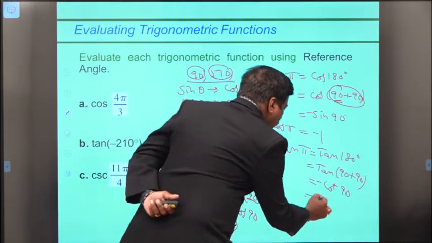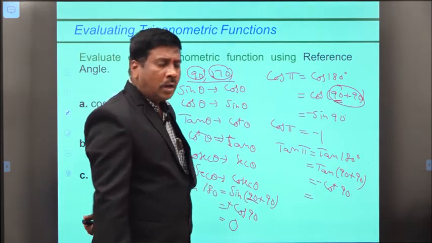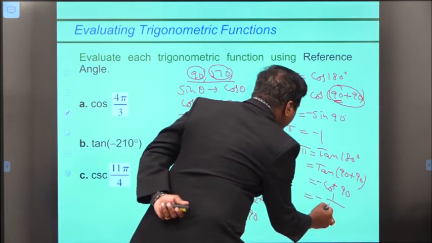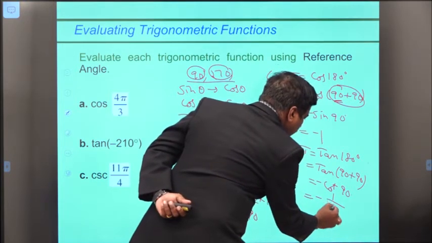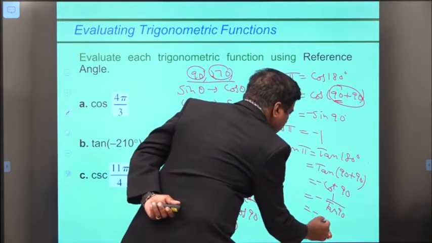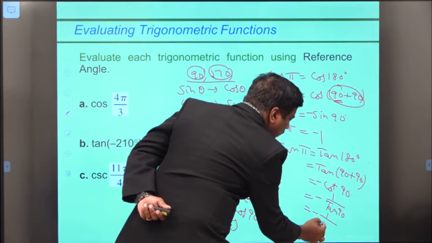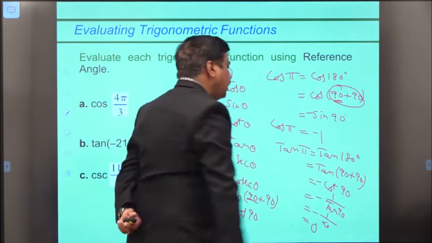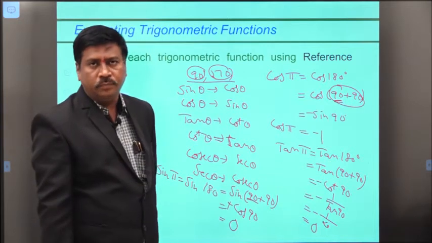Suppose here I want to find the value for cot 90. The value is equal to minus 1 by tan 90. Tan 90 value is infinity, so minus 1 by infinity is nothing but 0.